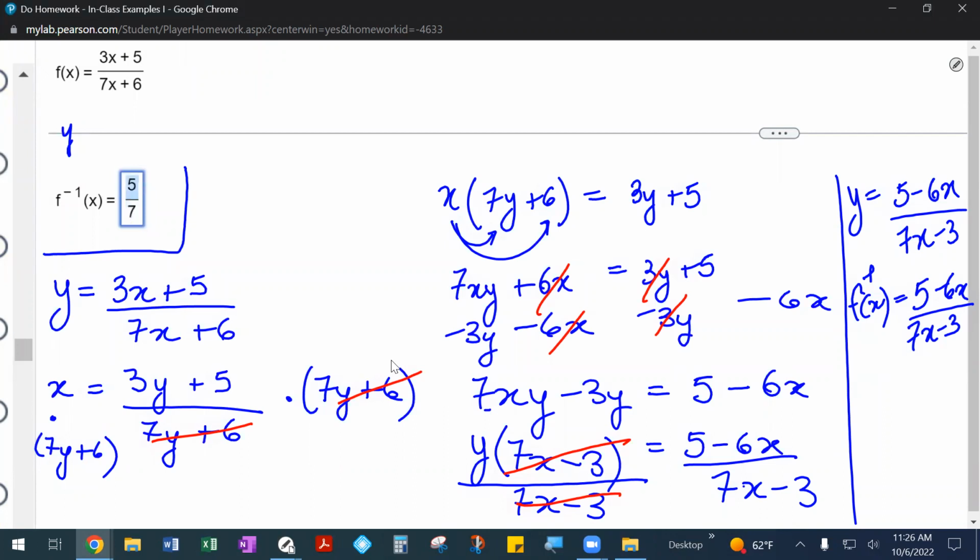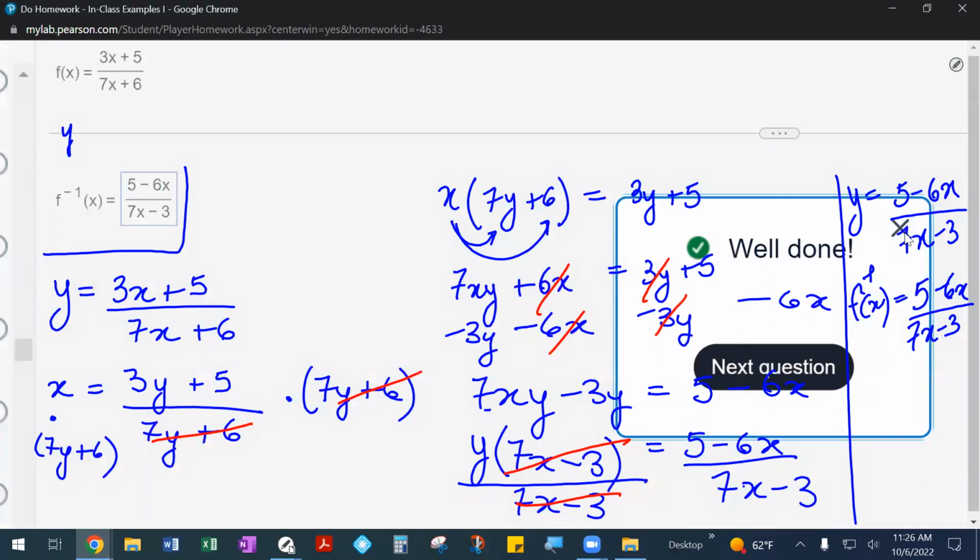Okay, so numerator should be 5 minus 6x, denominator will be 7x minus 3. Make sure we save this image. All right.